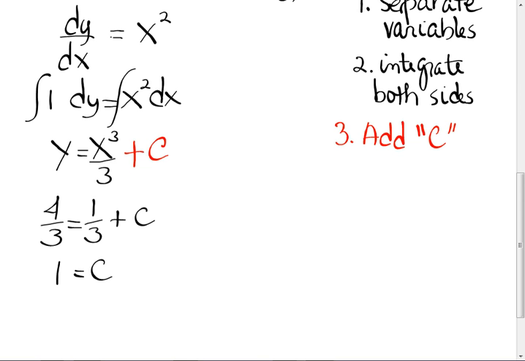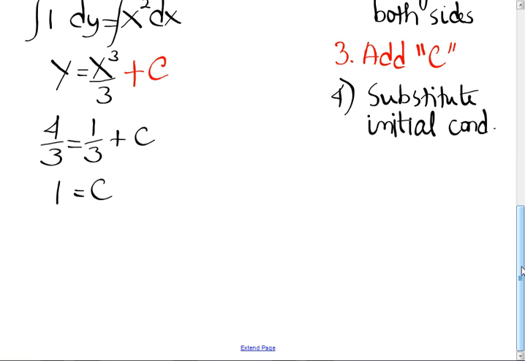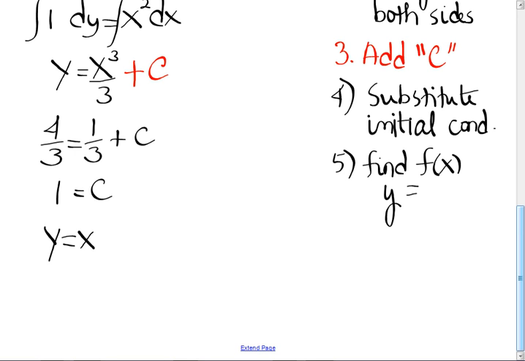Okay? So you're going to substitute in the ordered pair, substitute the initial conditions. So it's not really that hard to get 4 points out of 5. And then you answer the question. Find the function. You must find y equals. Okay, so what's y equal to here? It's equal to x cubed over 3 plus 1.